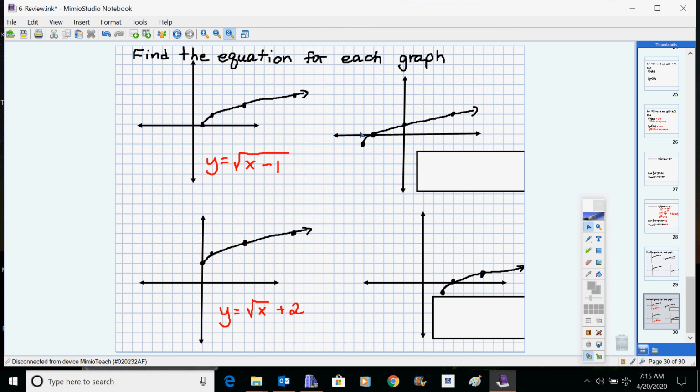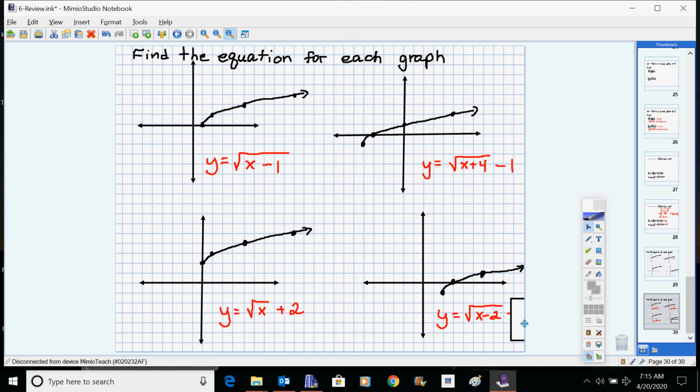This one moves left and down. Left 4, down 1. Left gives it an x plus 4, and down gives it a minus 1. This one is right 2, down 1. So right 2, down 1 gives you minus 2, minus 1. All right.